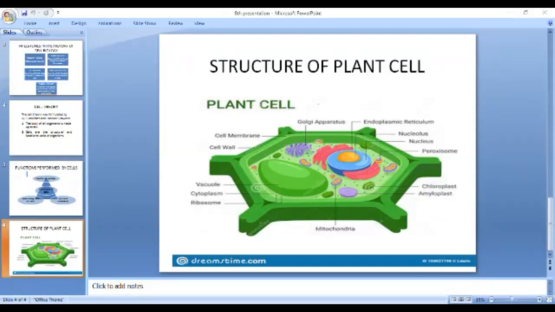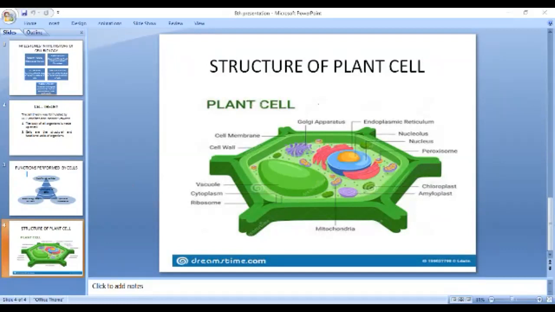I have already told you, the cell plays an important role in the synthesis of biomolecules. Protein is a biomolecule. So what helps? This ribosome helps in the synthesis of biomolecules, or synthesis of proteins. You can see this ribosome either floating in the cytoplasm or attached to another cell organelle, that is the endoplasmic reticulum.